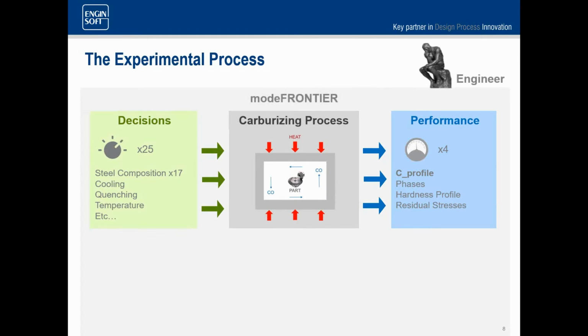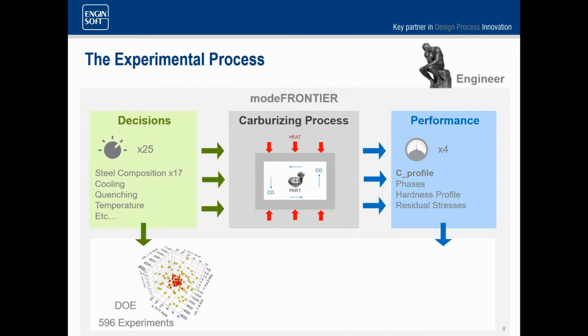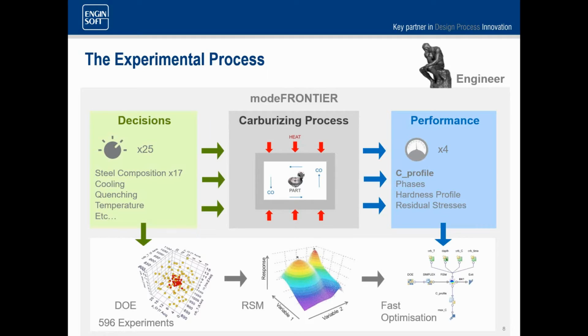But rather than plugging them through an algorithm, we're going to first of all sample the design space. So we've got 596 experiments. We're then going to train the response surface over that set of data, and then once we've got that response surface, perform a very fast optimization over the top of that response surface.